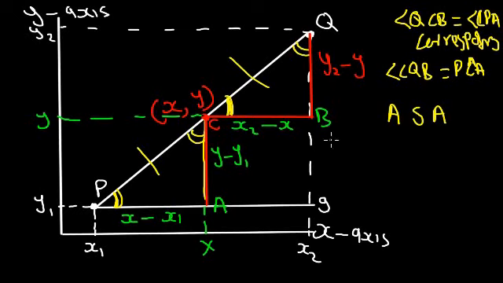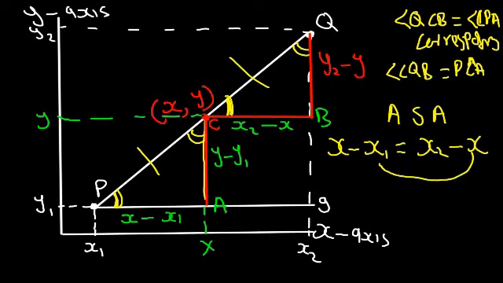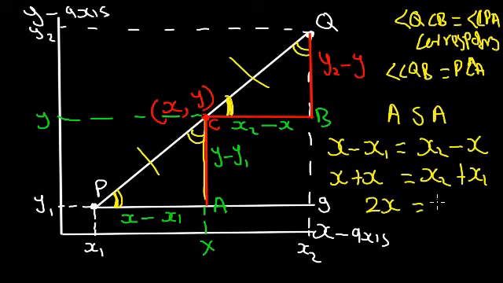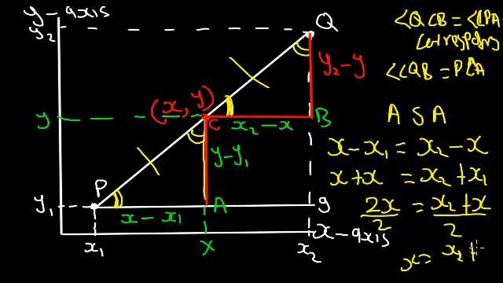So therefore, at this point, x minus x1 can now be equal to x2 minus x. And if I bring x to this side, I can clearly see that x plus x will now be equal to x2 plus x1. At this point, 2x will be equal to x2 plus x1. If I divide both sides by 2, x will be equal to x2 plus x1 divided by 2. And this is how to get the coordinate of that midpoint along the x-axis.